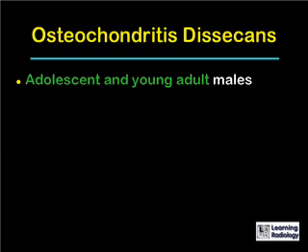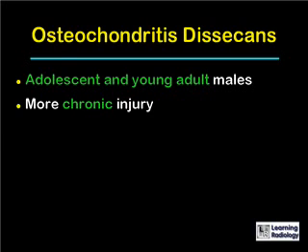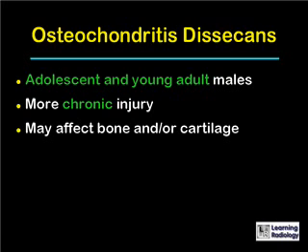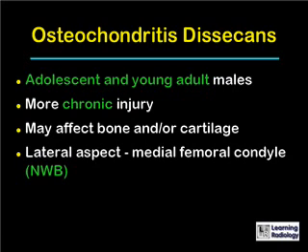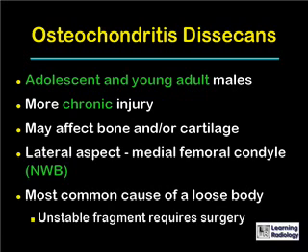Osteochondritis dissecans is relatively common. It occurs in adolescent and young adult males usually. It is a more chronic injury than osteochondral fractures. It can affect the cartilage or the cartilage and bone. It classically occurs on the lateral aspect of the medial femoral condyle, which is the non-weight-bearing aspect of the medial femoral condyle. Osteochondritis dissecans is the most common cause of a loose body.